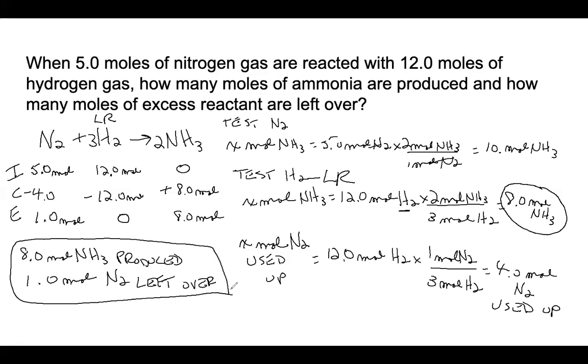Okay, so there are our steps. We figure out how much product each of our reactants would give us. The least amount of product is how much we get, and the reactant that gave us the least amount is our limiting reactant. It ran out first, and then we have to do one more mole ratio to figure out the amount of excess reactant that got used up. Okay, let's do another one, a little more complicated.